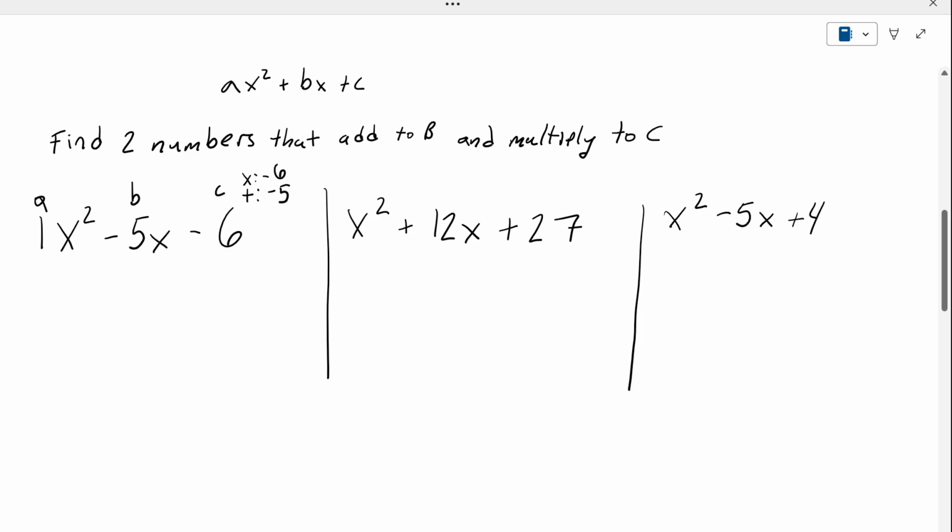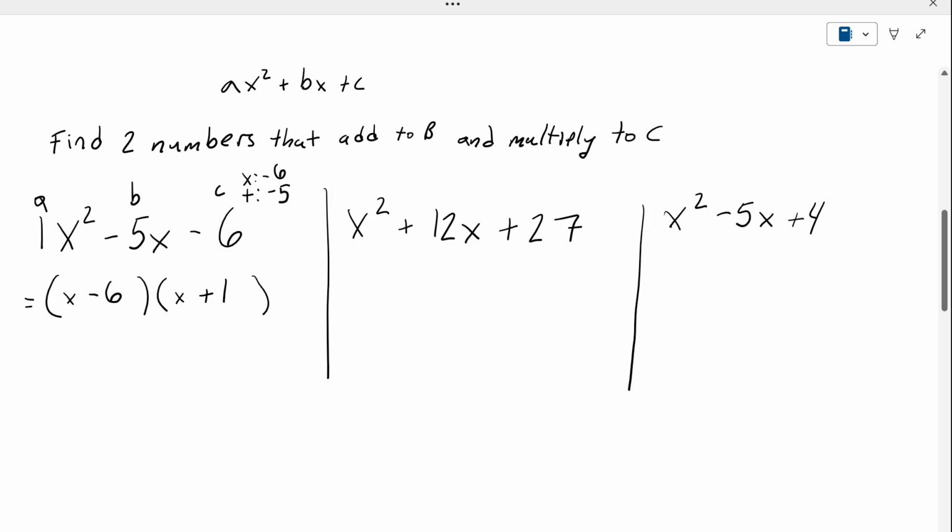So in order to factor this function, all you have to do is draw two brackets, just like so. Put x in the beginning of both, and then write those two numbers that you've thought of. So the first one is negative 6, and then the second one is 1. So then we write plus 1. And that is our factored form of this function.